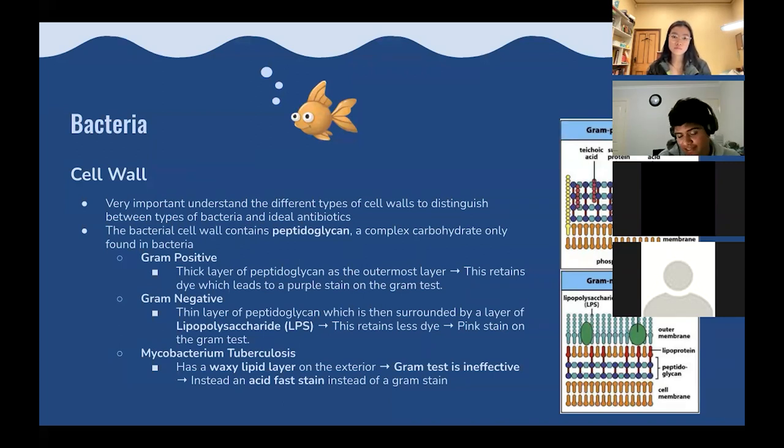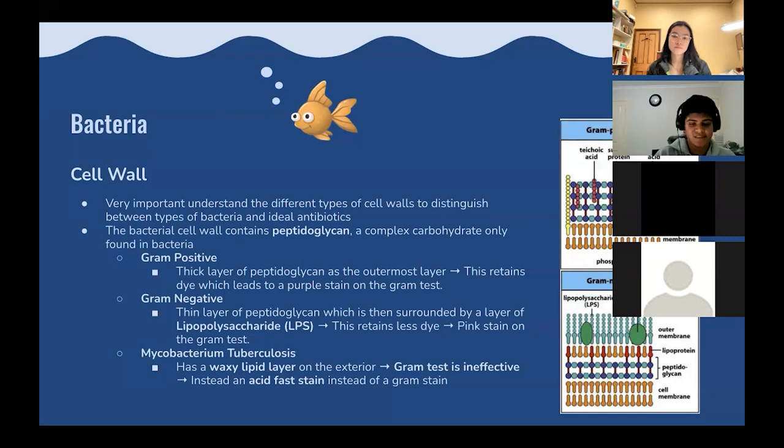Now, that's again another important thing. It's going to come up in your exams definitely. It might not be directly what's the difference, but it could be what color would you expect the gram stain to be for specific bacteria. So it's important that you are able to identify that gram negative has lipopolysaccharide on the outside, which means it stains pink.